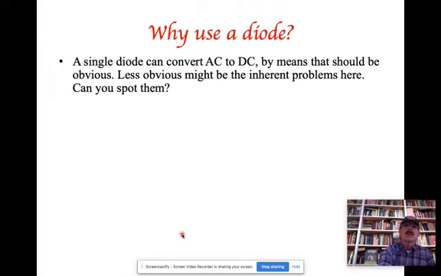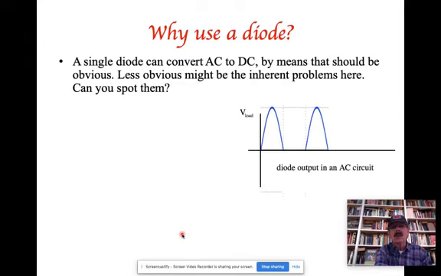Why use one? You can convert, obviously, AC to DC. That's their main use. They are very easy. They're nice if you want to miniaturize things. If we were trying to make computers with vacuum tubes, the computers would be enormous. Diodes are tiny, tiny, tiny little things.